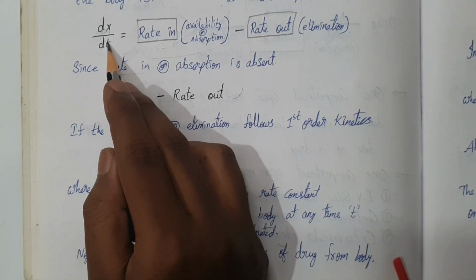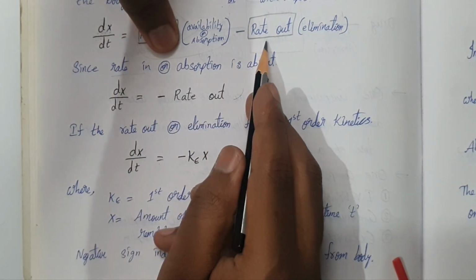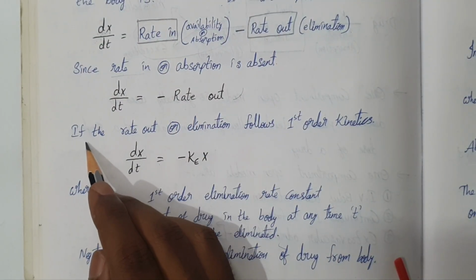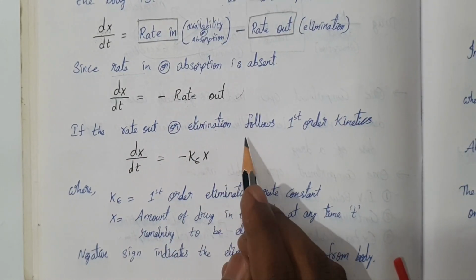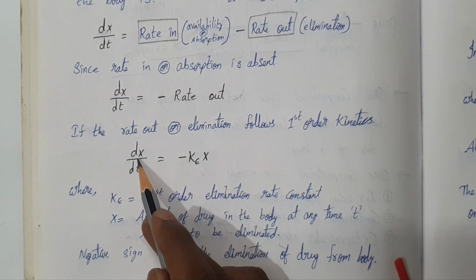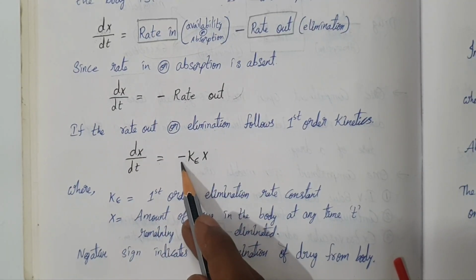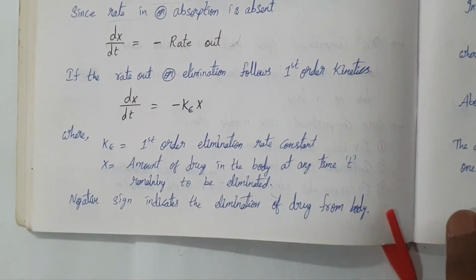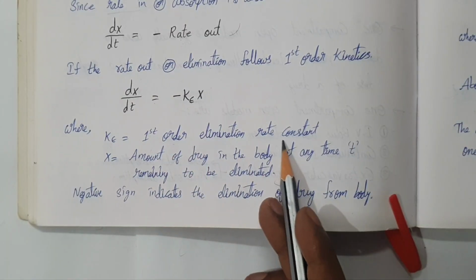So what does our equation become? dx by dt equals only minus rate out will be present. Then if the rate out, or elimination, follows first order kinetics, what does the equation become? dx by dt equals minus Kex, the first order kinetics. What the terms are, we'll see here. Ke is the first order elimination rate constant.